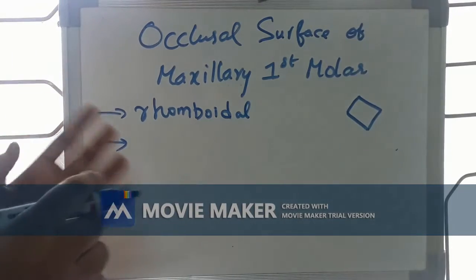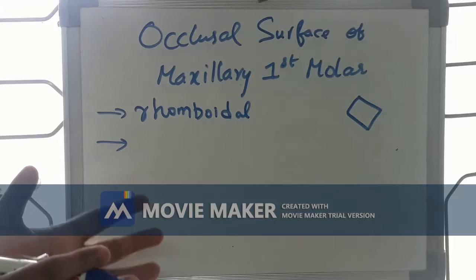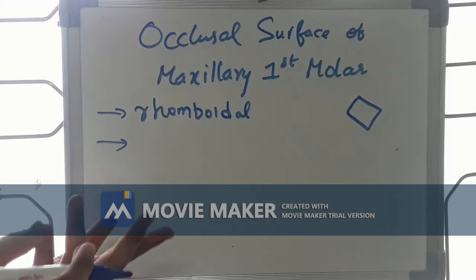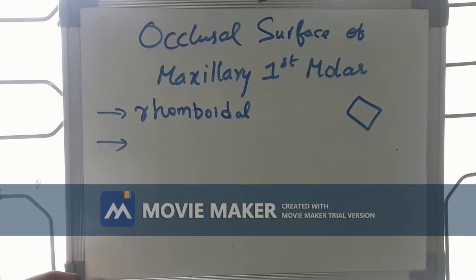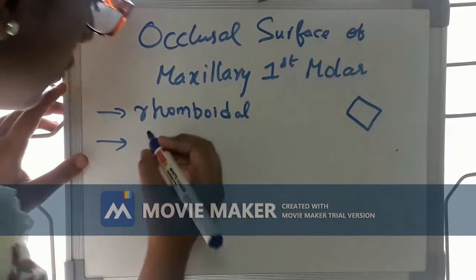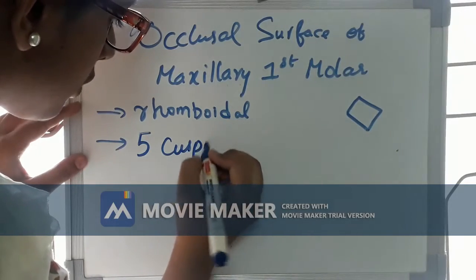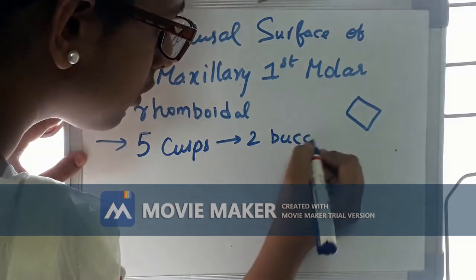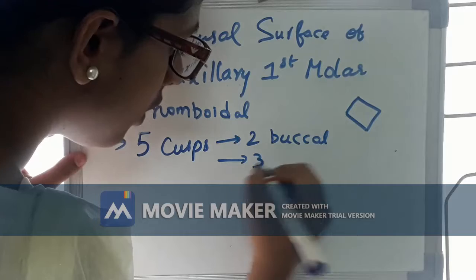So the second point, the occlusal surface of the maxillary first molar consists of 5 cusps, and they are the mesio-buccal cusp, disto-buccal cusp, mesio-lingual cusp, disto-lingual cusp, and the cusp of Carabelli. The cusp of Carabelli is a small cusplet which is present on the mesio-lingual surface of the mesio-lingual cusp. So there are 5 cusps, of which 2 are buccal and 3 are lingual.